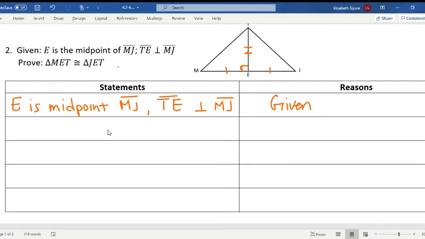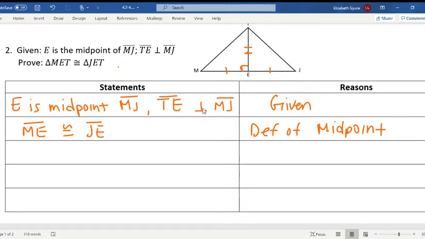I'm going to use my vocab. I think it was Matt that told us that if E is the midpoint, then we want to say that segment ME is congruent to segment JE. And that is the definition of a midpoint. Okay, so there is one set of congruent sides. We then also had perpendicular lines.